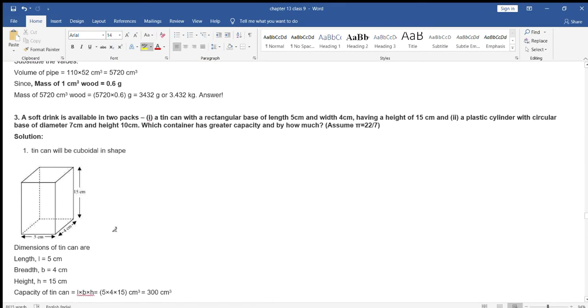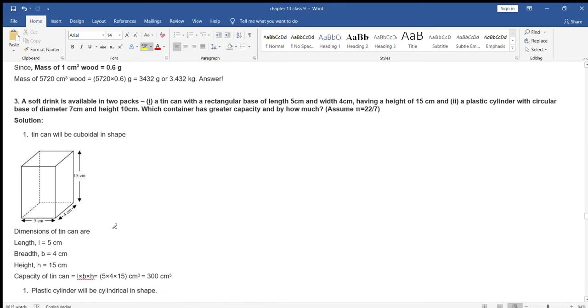Yes, question number 3. A soft drink is available in 2 packs. The first pack is a tin can with a rectangular base, and the second one is a plastic cylinder with a circular base. You have to tell which container has greater capacity and by how much.